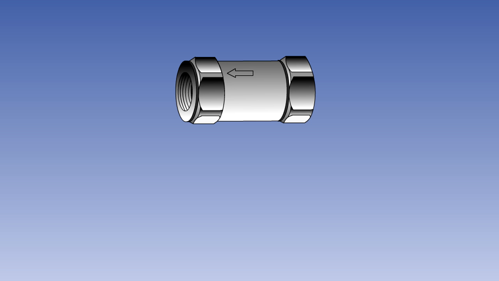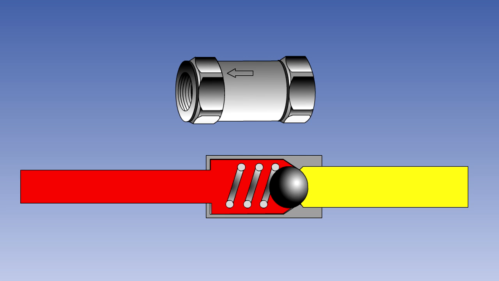The most common device used to control the flow of fluid is the non-return valve. This valve permits full flow in one direction, but blocks flow in the opposite direction, in a similar way to a diode in electrical circuits. This valve is also known as a check valve or non-reversible valve.